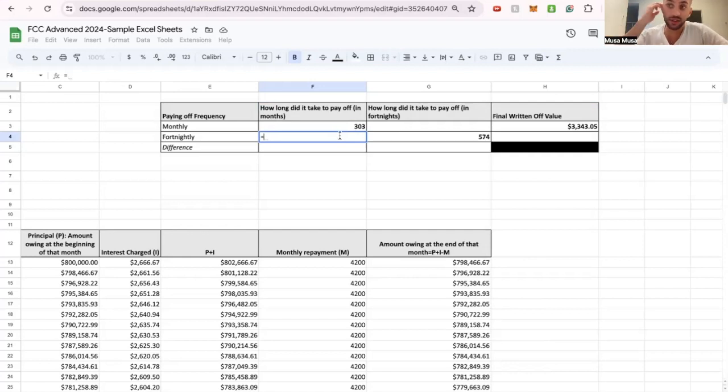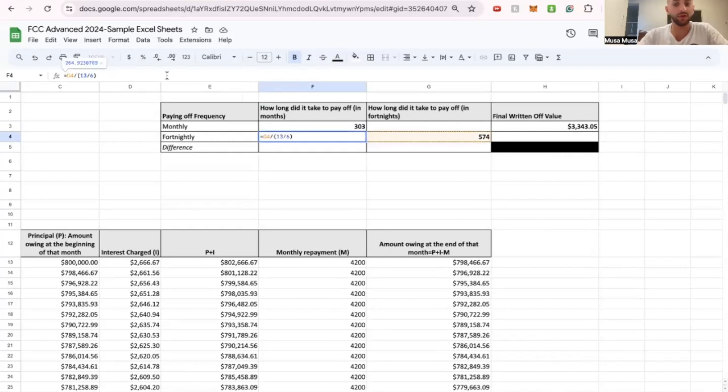Yeah, 13/6 fortnights per month. So to convert from months to fortnights, we multiply by 13/6. And then to convert from fortnights back into months, we divide by 13/6. So it's going to equal that number divided by 13/6. So 264.92, which means you would have to round this up.